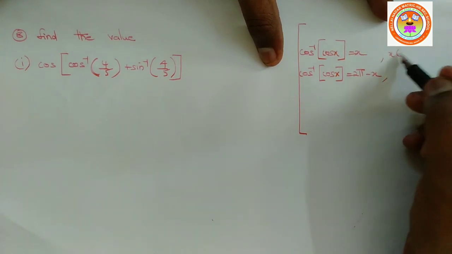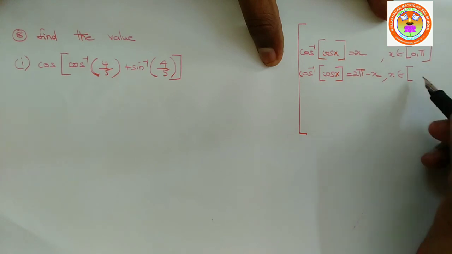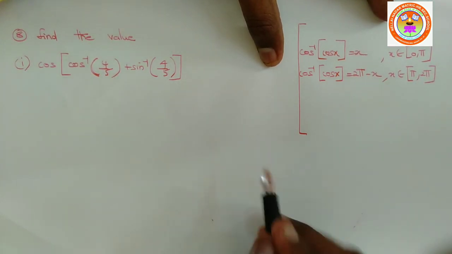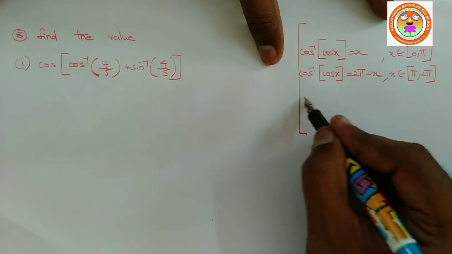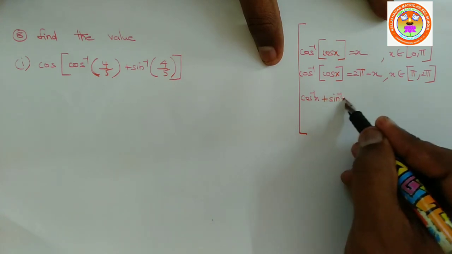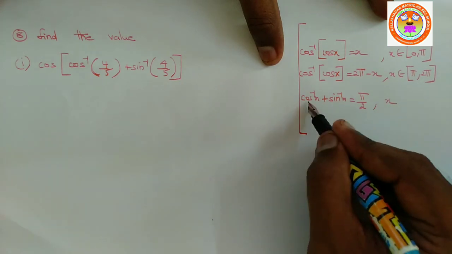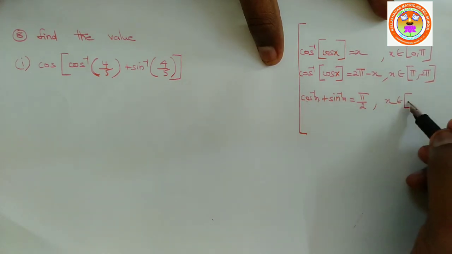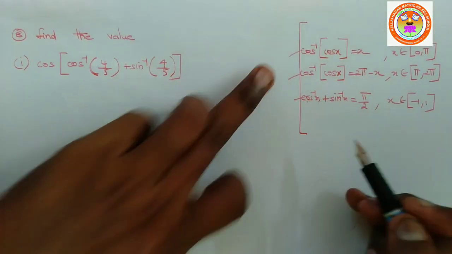For both things, x belongs to 0 comma pi. This one, x belongs to pi comma 2 pi. So this is okay. Next we are going to choose another formula. What is another formula? Cos inverse of x plus sine inverse of x is equal to pi by 2, when x belongs to minus 1 comma 1. These three properties we are going to use in this sum.